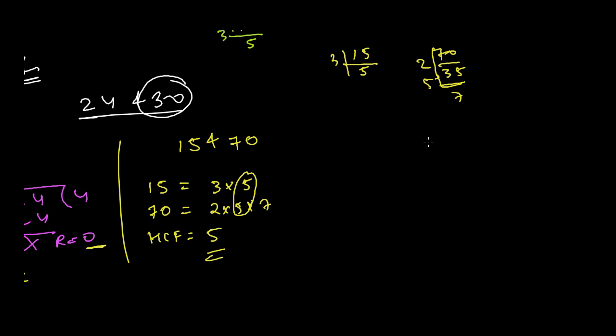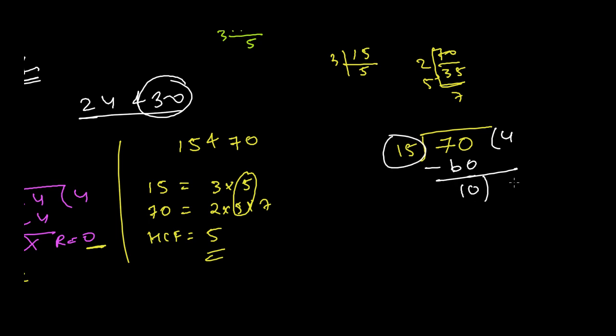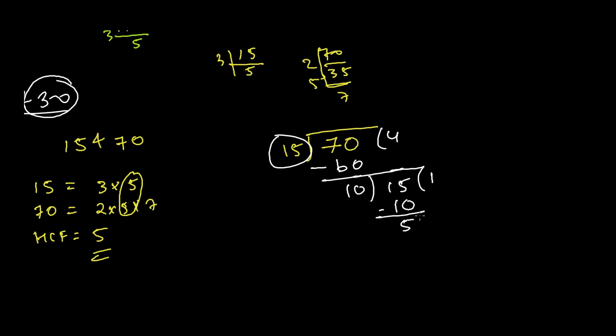So to find out by the division method, I said already that you have to divide bigger number by smaller number. Okay, now 15 times how much? Yes, 15 times 4 is 60. So your remainder is going to be 10. And now by 10 you're going to divide the initial divisor, that's 15. All right, so again 10 times 1 is your 10, and you got 5 as a remainder.